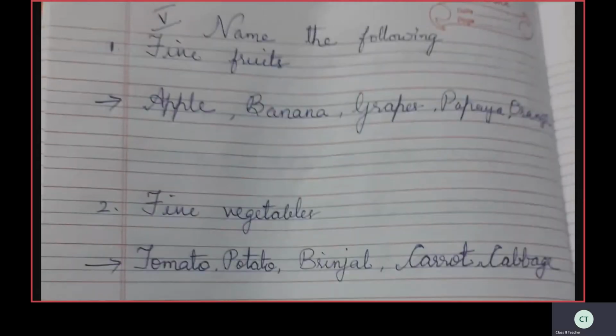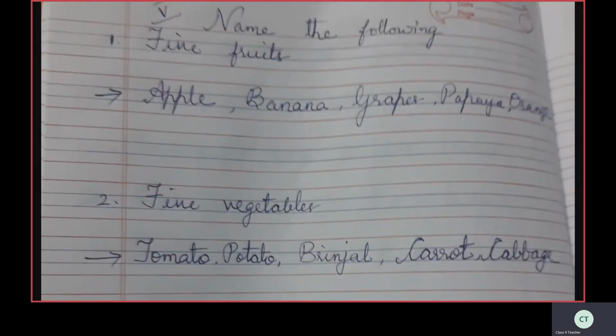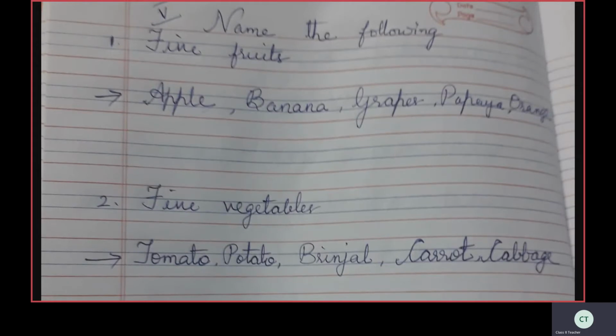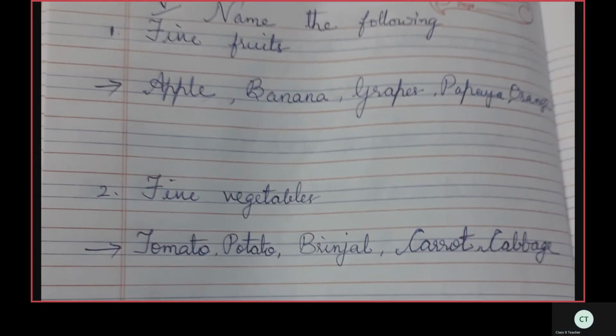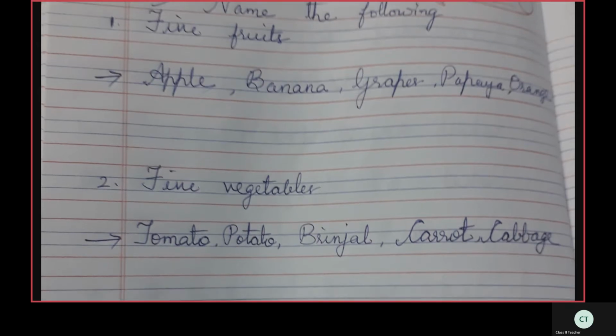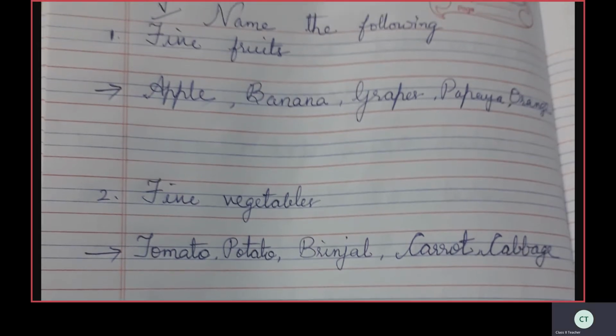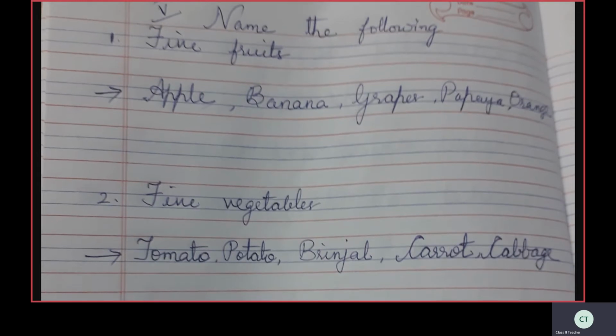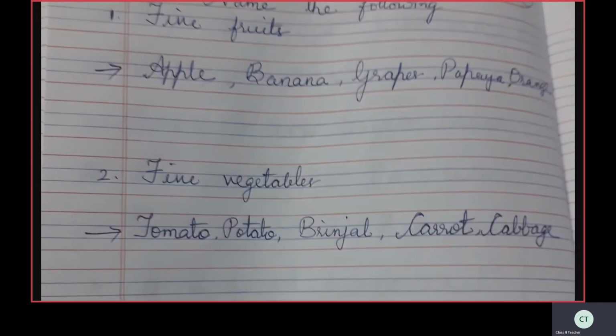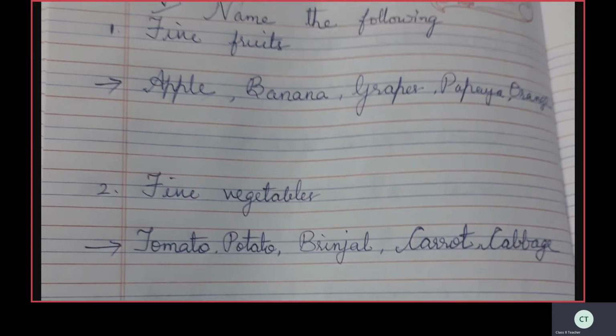So we have to eat fruits and vegetables more every day, no, children? They are very good for health. They increase our immunity, no? So, children, eat fruits and vegetables daily. Okay? Now we'll move to the next bit.